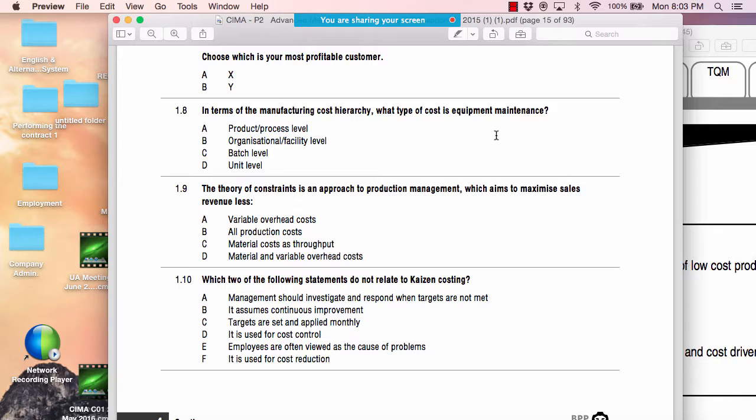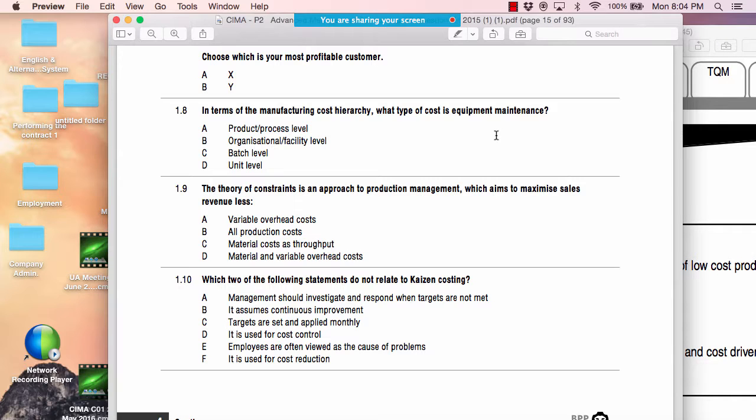So what I would suggest is, read manufacturing cost hierarchy and make a small note in your own words: what is the manufacturing hierarchy? Then look at theory of constraints and write a small paragraph on what the theory of constraints is. You have to actually write it, because that will make you remember.